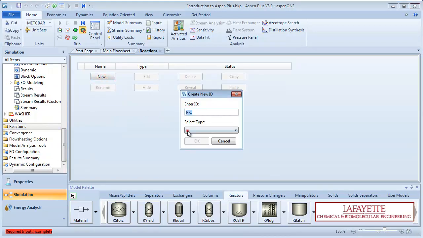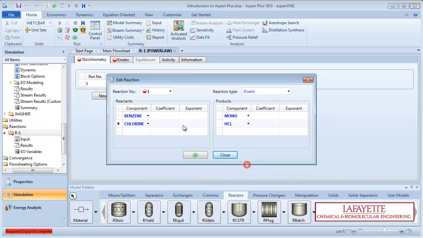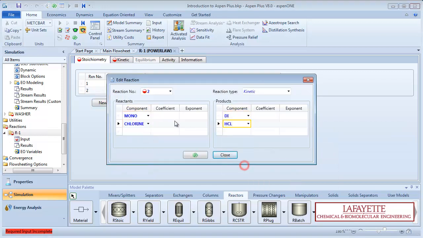Enter the two reactions detailed in the problem statement at the end of Chapter 1, Introduction to Aspen Plus. Assume both reactions are first order with respect to benzene for the first reaction and monochlorobenzene for the second reaction. Chlorine is zeroth order in both reactions.